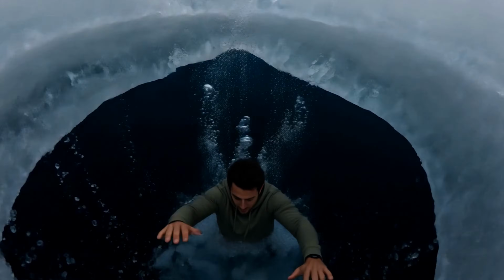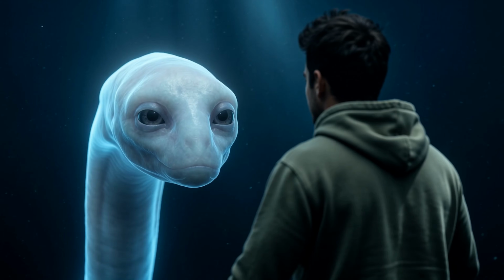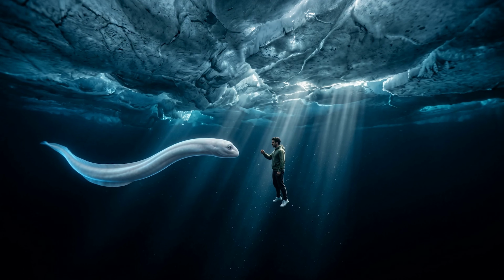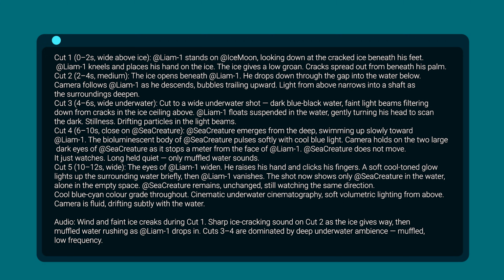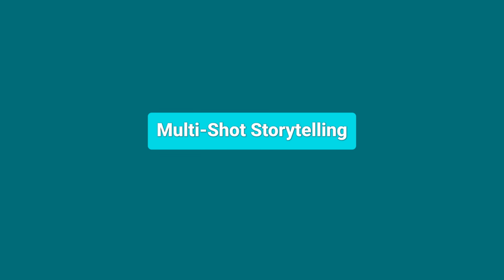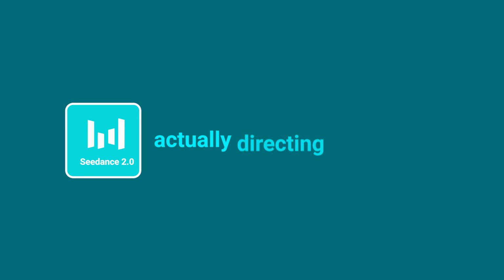That whole sequence, Liam falling through the ice, being suspended underwater, and the creature swimming up, is one prompt. All we did was tell Seedance the structure of the cuts inside our prompt, and it handled all of them in a single pass. That's multi-shot storytelling, and it's the closest I've seen any model get to actually directing itself.